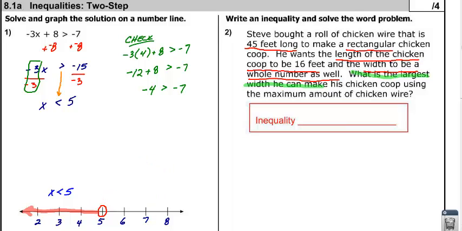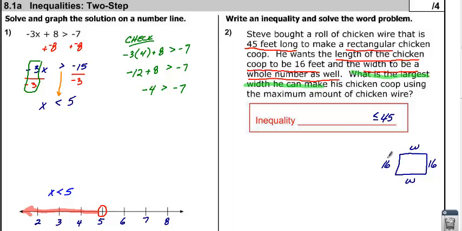So when we take those facts out of the problem, 45 feet is how much chicken wire he purchased. That is the biggest amount that he can use. So he has to use an amount that is either less than or equal to 45 feet. He wants to make a rectangular coop. So let's take a minute and draw ourselves a rectangle. It doesn't have to be very fancy. This is our chicken coop. Here's what we know. The length is going to be 16. So we have two sides that are each 16 in length. We're trying to find the width, so we're going to put width down twice.